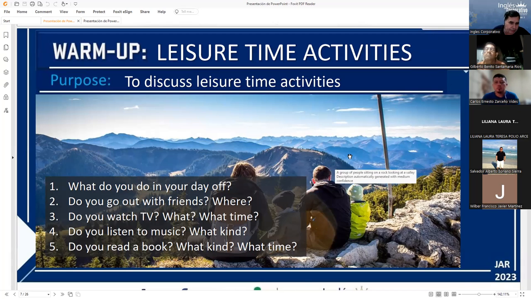What do you do on your day off? Angelitos, what do you do? Teacher, in my case, I visit my friend. So you go to your friend, do your friends live near your house, or do they live far from your house? Don Gilberto, do they live near? My friend lives in another country, Nicaragua. Ah, in Nicaragua.